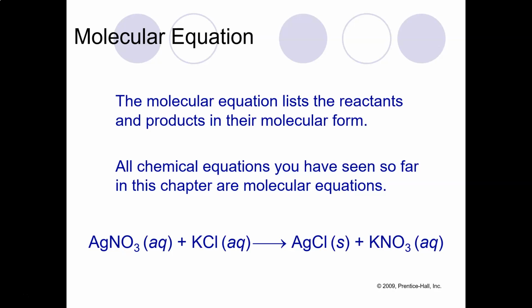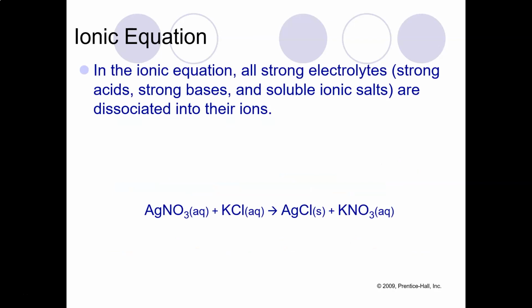So we have ionic equations, which take into account the strong electrolytes, which are the 7 strong acids, the 8 strong bases, and the soluble ionic compounds, the things from the solubility rules that are soluble. So those things in real life, once they're mixed together with water, are not going to stay as compounds. They're going to break apart as ions. So an ionic equation is going to show that.